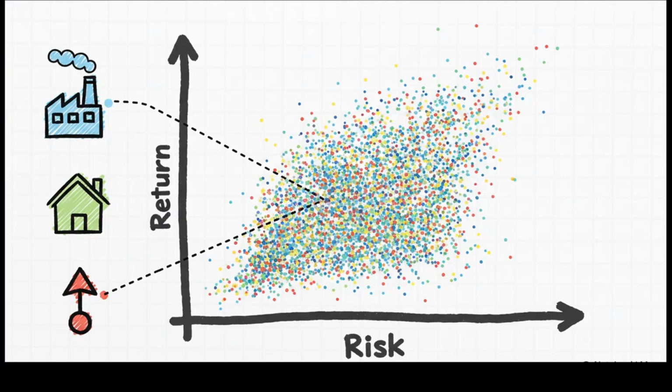Okay, so picture this. Imagine we could take every single one of those millions of portfolios and plot it on a chart, right? On the bottom axis, you've got risk, and on the side, you've got return. Each possible portfolio becomes just one tiny dot. What you'd end up with is this giant cloud of points. Some are way up here, high risk, high return. Others are down low, low risk, low return, and you've got everything in between.